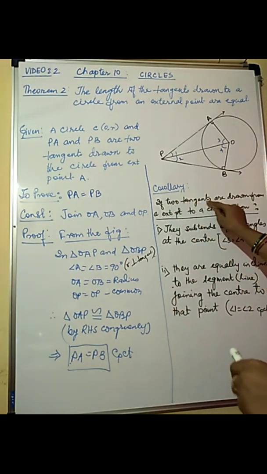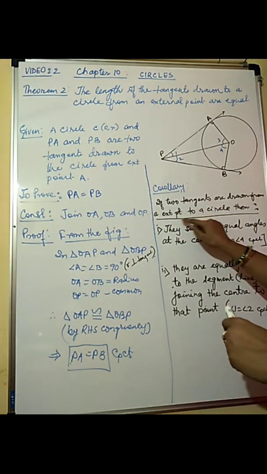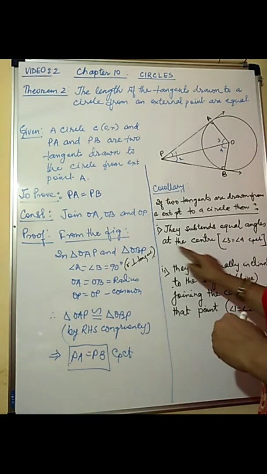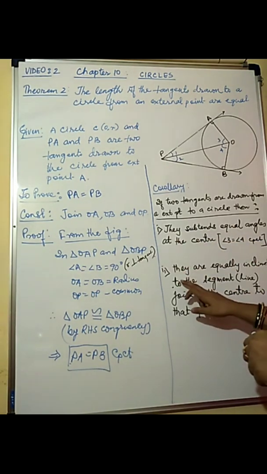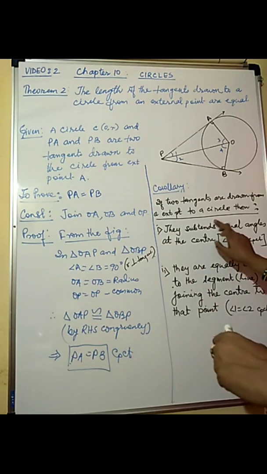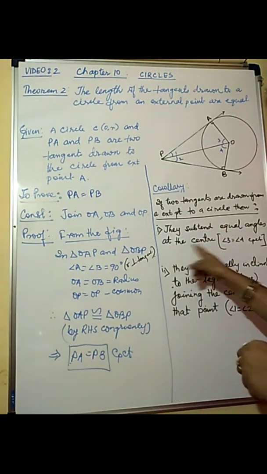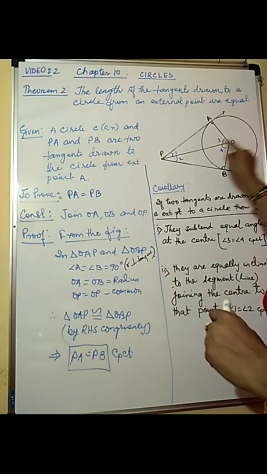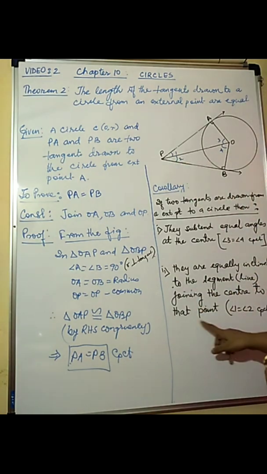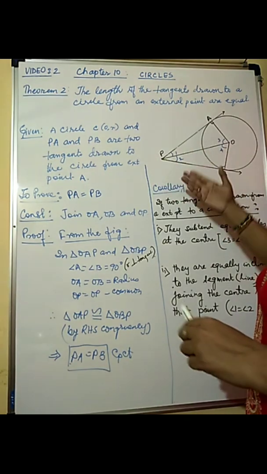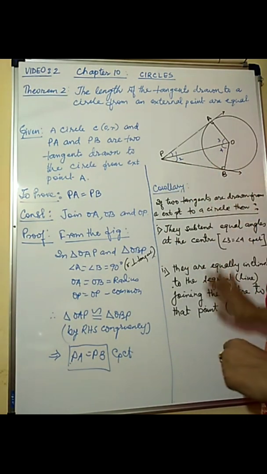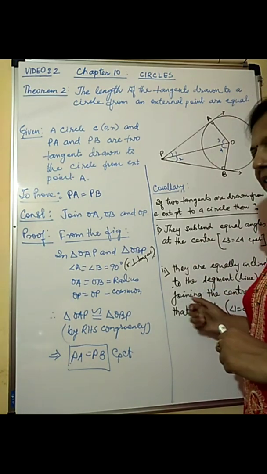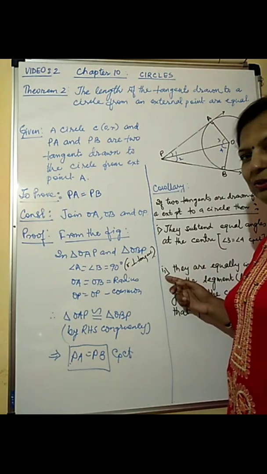So we say that if two tangents are drawn from an exterior point to a circle, then they subtend equal angles at the center. And second, they are equally inclined to the segment or to the line joining the center to the exterior point. So these are the two more results we derive. These two results we are also going to use in one of the questions.